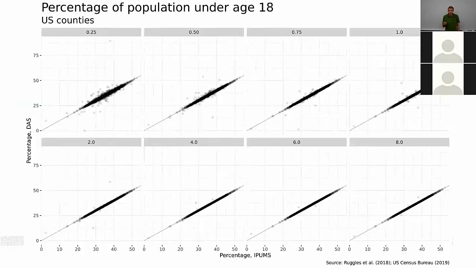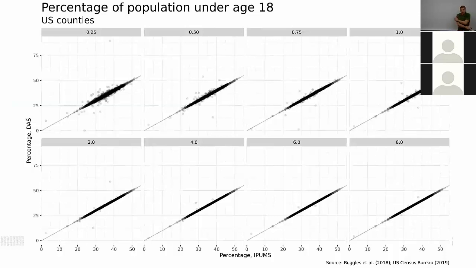This just shows the scatter plot of the percentages of the population who are under the age of 18 at the county level. Here you see some interesting cases where differentially private data produced a couple of dots that I know are a little hard to see, where there are 0 people under the age of 18, and IPUMS has a value of over 20%. So you're seeing how that off diagonal can come about.